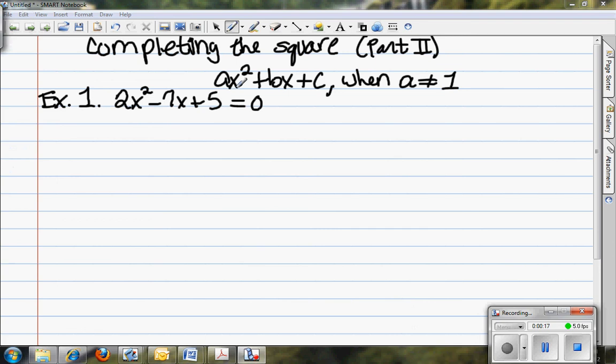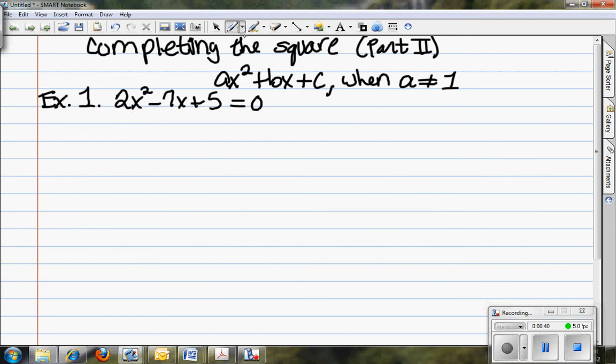So we've been talking about x squared plus bx plus c, because we were assuming a, the coefficient of x squared, was equal to 1. Well, now what happens when a is not equal to 1? What happens when there's a coefficient in front of x squared? In order to use the completing the square method, you have to have a equal to 1.